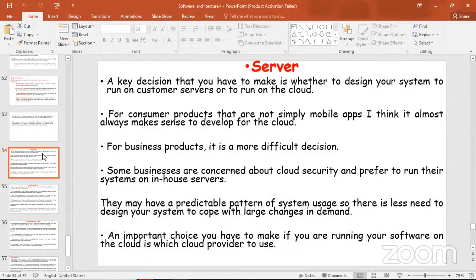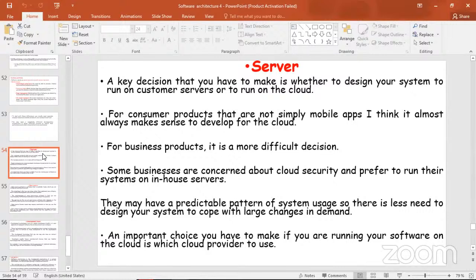Then the server. A key decision that you have to make is whether to design your system to run on a customer server or to run in the cloud. For customer products that are not simply mobile apps, I think it almost always makes sense to develop for the cloud. For business products, it's a more difficult decision. Some businesses are concerned about cloud security and prefer to run their system on in-house servers. They may have a predictable pattern of system usage, so there is less need to design your system to cope with large changes in demand.